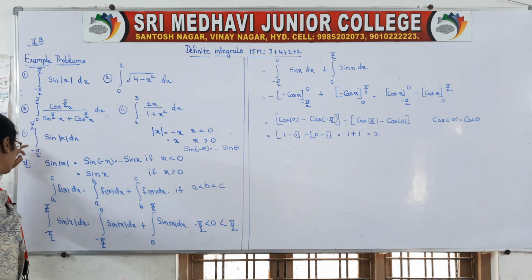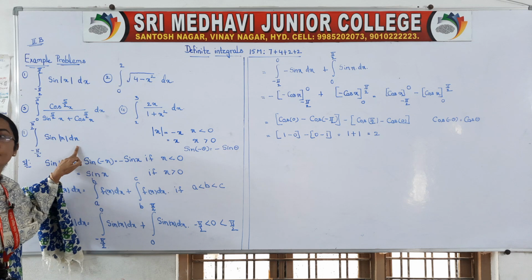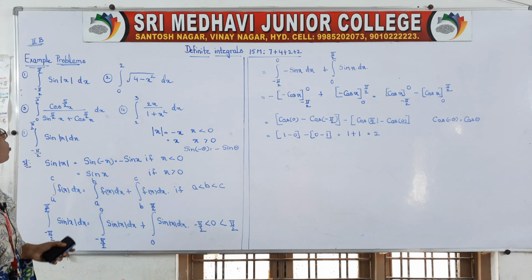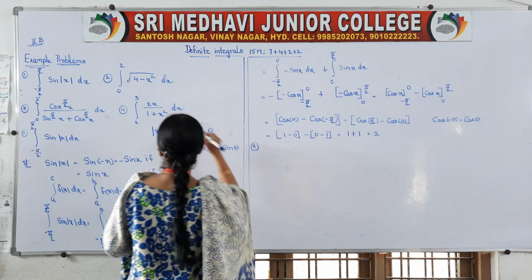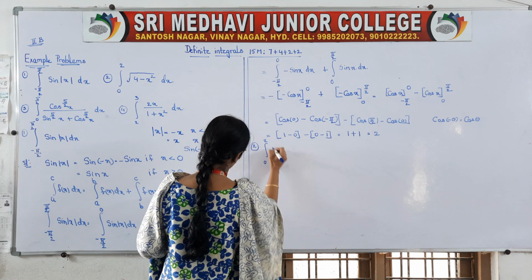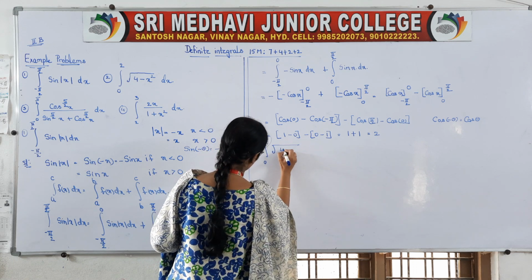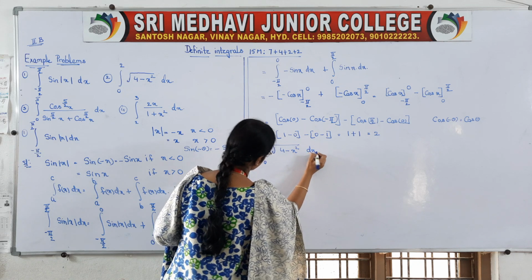That was the integral from minus pi by 2 to pi by 2 of sin of mod x dx. Now come to the second question. What is your second question? It is the integral from 0 to 2 of root of 4 minus x square dx.